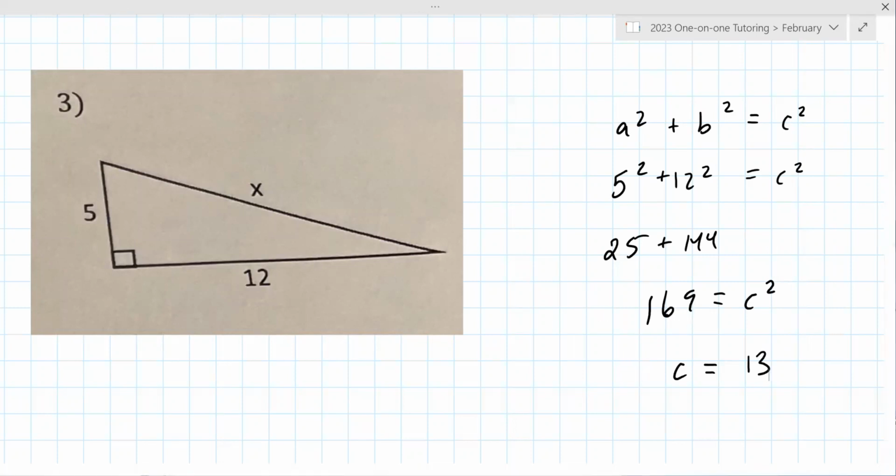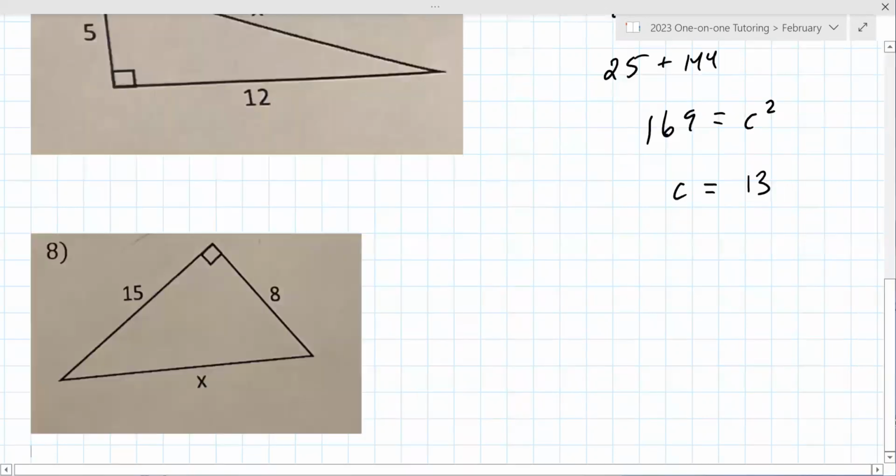Any questions on that? Nope, that's good. Okay. All right, so let's look at number 8. We'll get back to some of these other ones, but we're going to do the easy ones first.